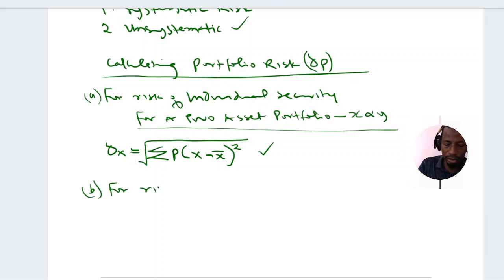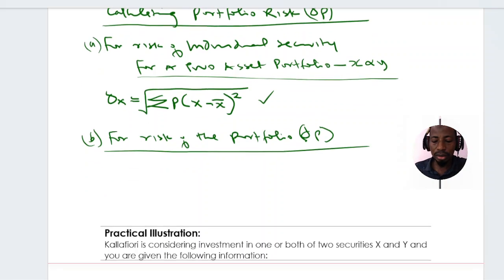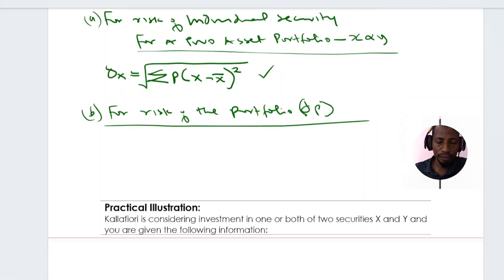For risk of the portfolio, which is denoted as σP. Whenever you want to compute the risk of the portfolio, there are two ways you can do that. You can either use a formula, the algebraic method, to compute it, or you use the tabular method. You use a table to do that. For the table, we are going to use a practical illustration to demonstrate the two. But for now, let me give you the formula.